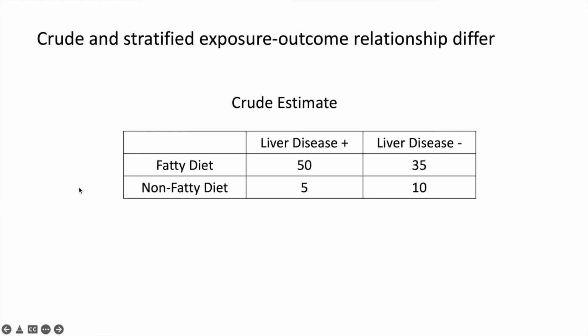So here is our 2x2 contingency table where we have someone's diet and their liver disease. And we can see that this is the crude estimate. People who consume high alcohol and low alcohol are scattered throughout this table. They're not separated. We get an odds ratio here of 2.9, so those who have a fatty diet are almost 3 times more likely to get liver disease.